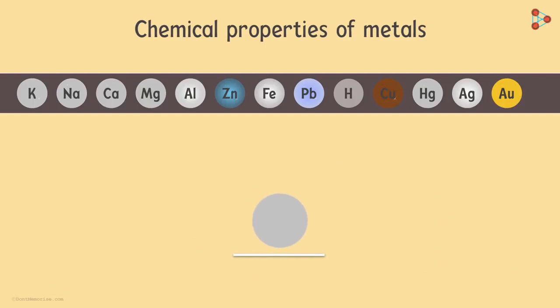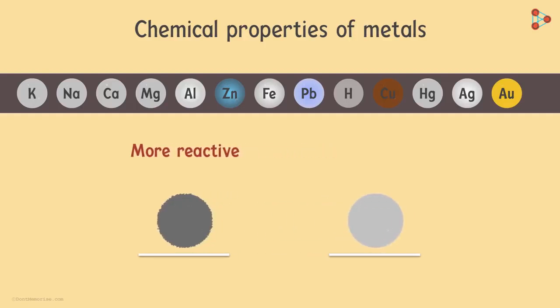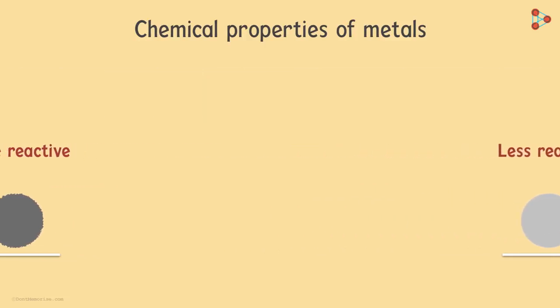If the metals react easily, may it be with oxygen or air or anything else, we say that they are more reactive. When it's more difficult for them to react, we say that they are less reactive. Let's focus on the first category.